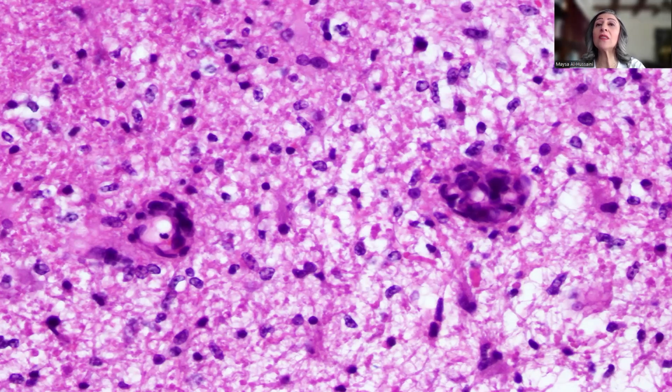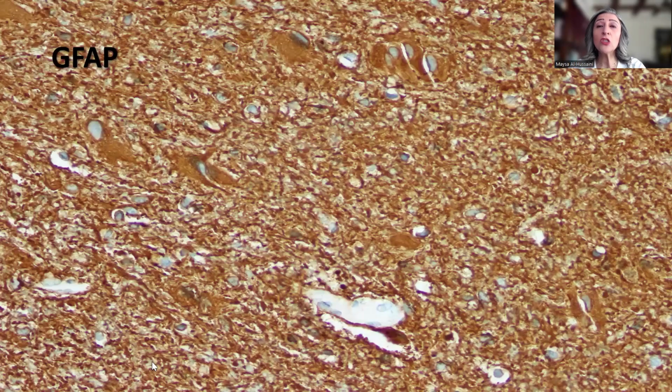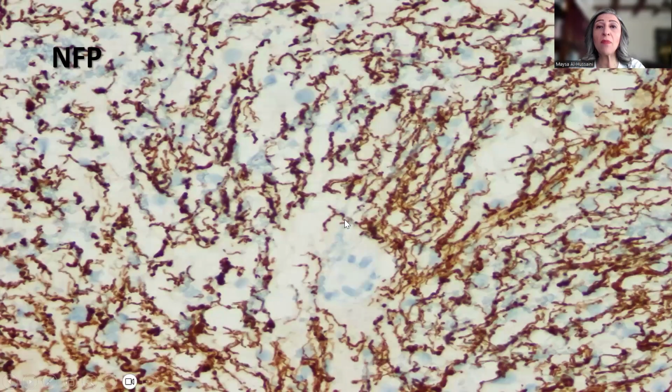But actually, this is not the case, and this is where the tip really lies. So let's move now into the immunohistochemistry. Now, GFAP is strongly diffusely positive, and in a different context, in a different setting, we might think of microvascular proliferation highlighted with the GFAP immunostain.